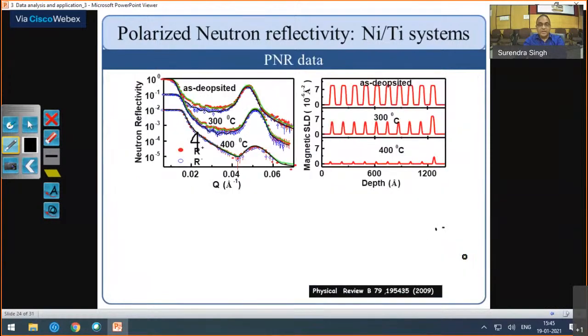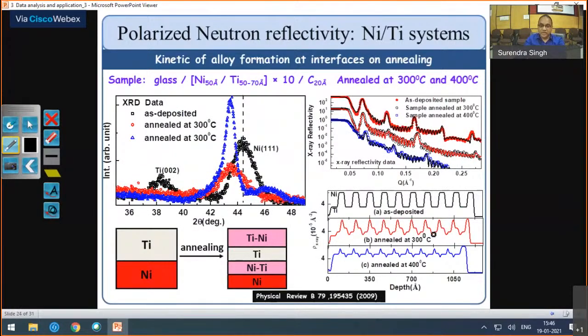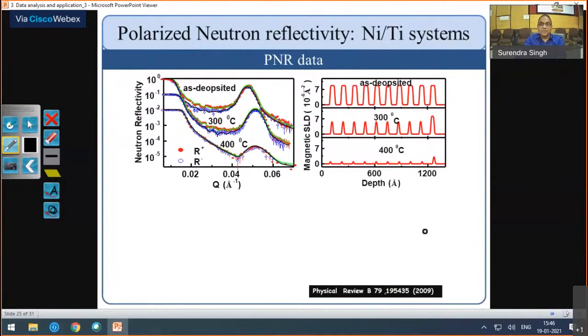Then we did the polarized neutron reflectivity, and you can see this is for as-deposited, R plus and R minus, red one is R plus, blue one is R minus. Then at 300 degrees Celsius both reflectivity patterns are suppressed. The splitting, meaning the difference between R plus and R minus intensity, is reducing, and it goes off completely. Both R plus and R minus intensity at 400 degrees Celsius are the same. And from this we got the same nuclear scattering density as we obtained from X-ray. Similar nuclear scattering density we got, but what we got additional is magnetization.